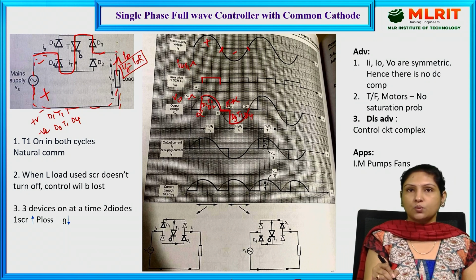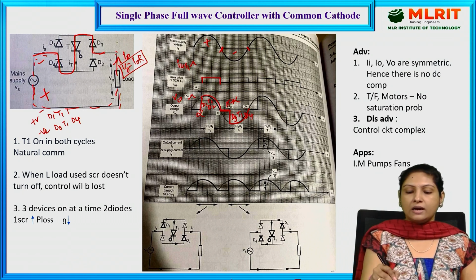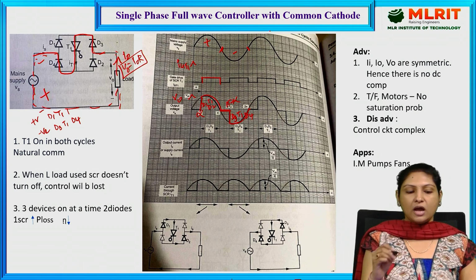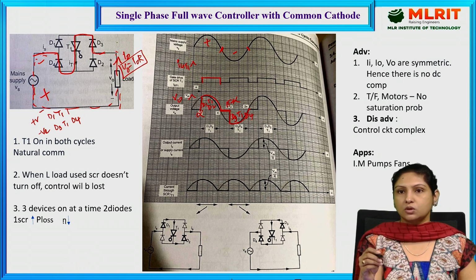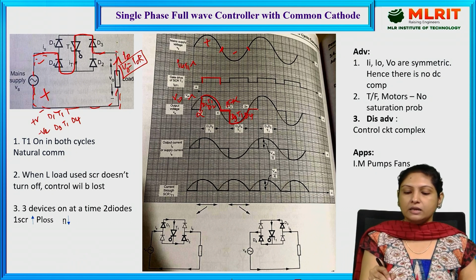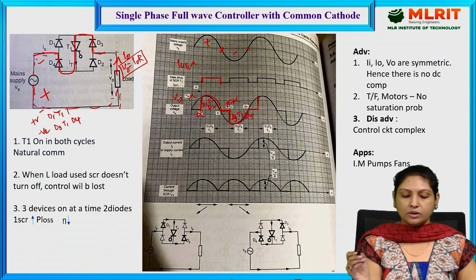Output voltage will just follow the input voltage, supply voltage waveform till 2 pi, and the moment it reaches 2 pi, what happens? The positive half cycle will appear, and because of which T1 will be turned off. All the 3 devices will be turned off and it remains off for a certain period of time, and again it is on. So the cycle repeats. This is the output voltage waveform.